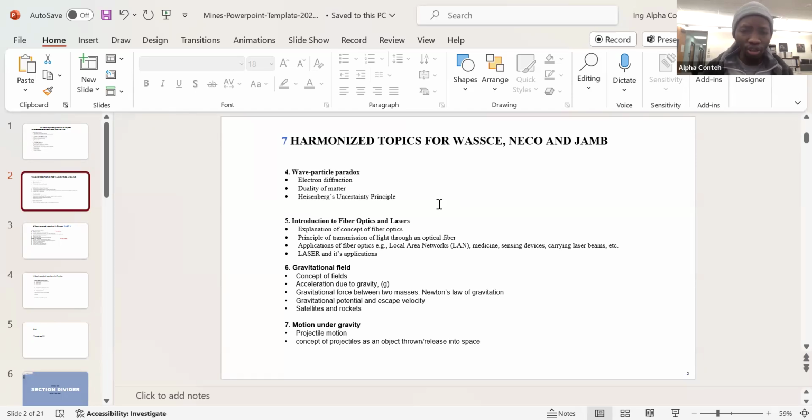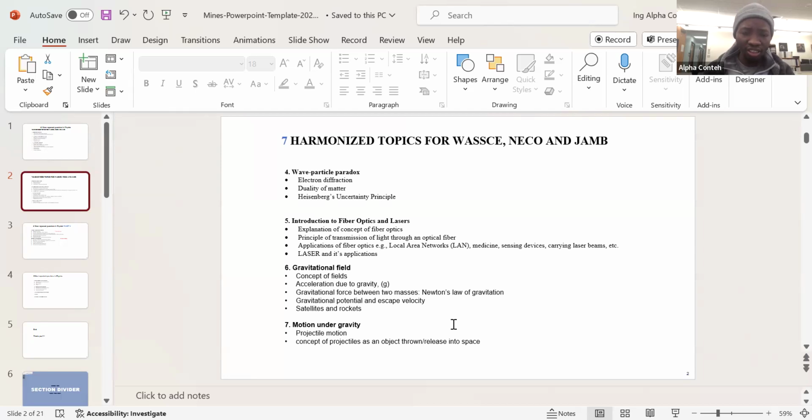You see, you have to consider the concept of fields. You also need to consider acceleration due to gravity, g. You also have to know the gravitational force between two masses, wherein you consider Newton's law of gravitation, wherein you also need to consider the gravitational potential and simply the escape velocity. Another quantity we also need to consider under gravitational field.